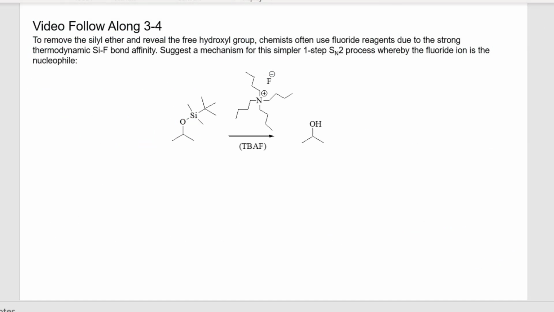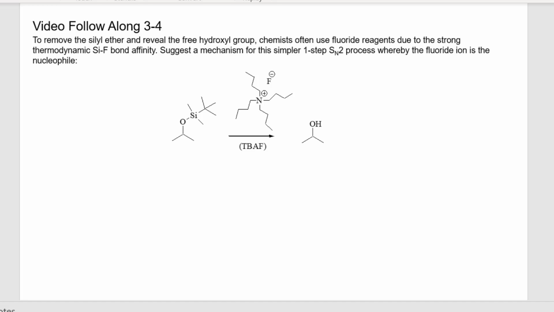In this video, we'll show you how to deprotect a silyl ether, revealing the alcohol once again. This again can be seen in pretty much any silyl ether that you use. The most common way, and again, there's lots of different ways to protect and to deprotect under various conditions, but this is probably the most commonly used.